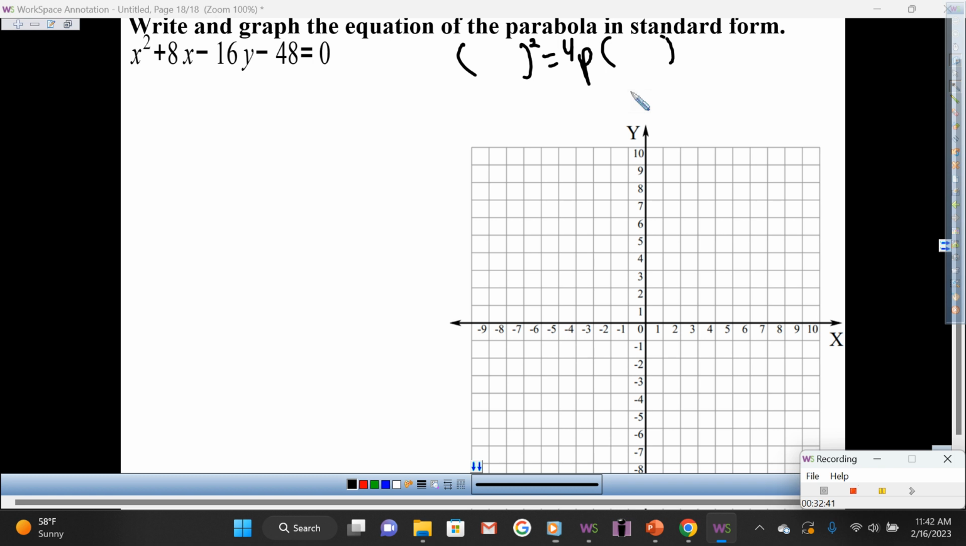All right, where were we? Oh, Ivan, tell me what to write. X minus h squared, yes. 4p equals y minus k. Hands if you got that. All right. Pass someone.